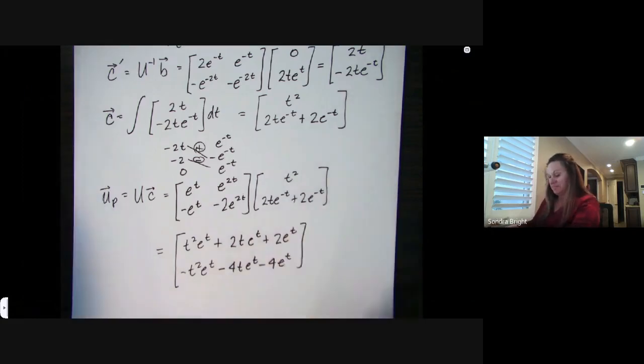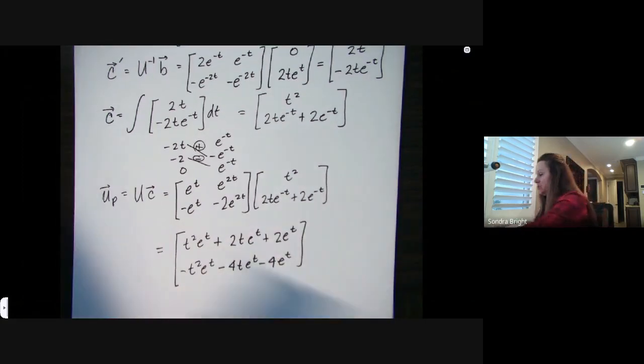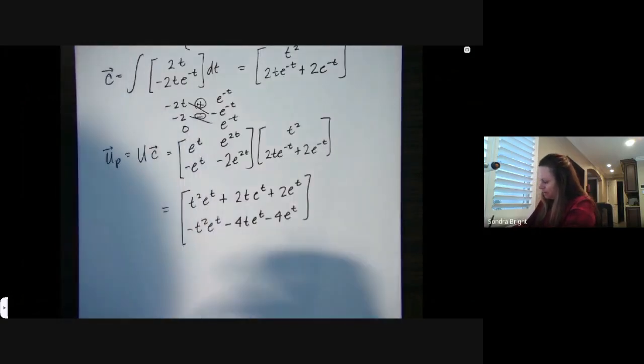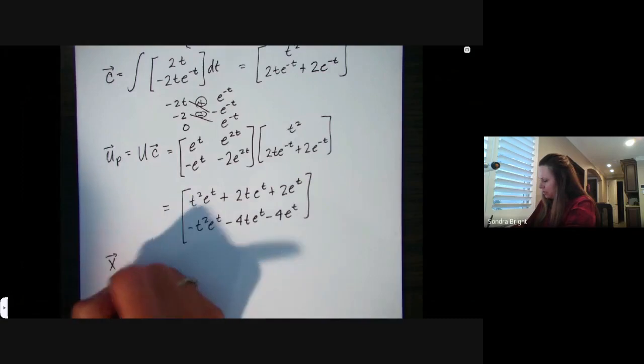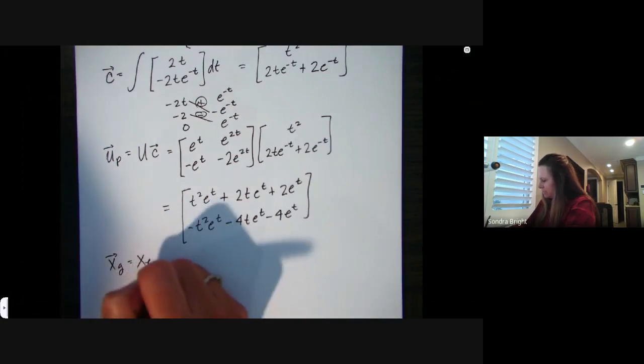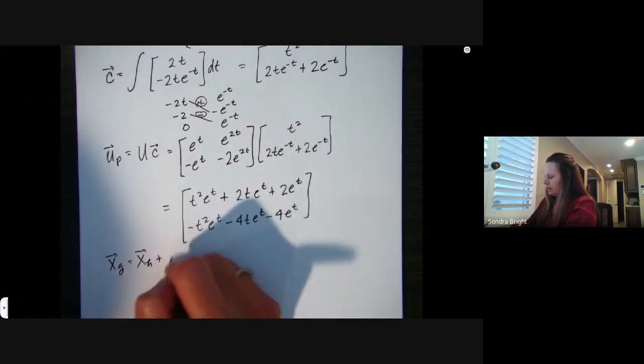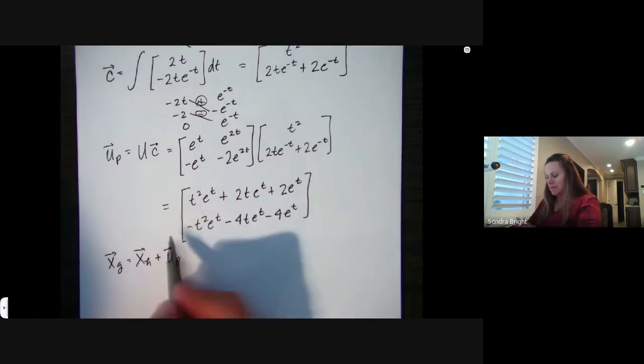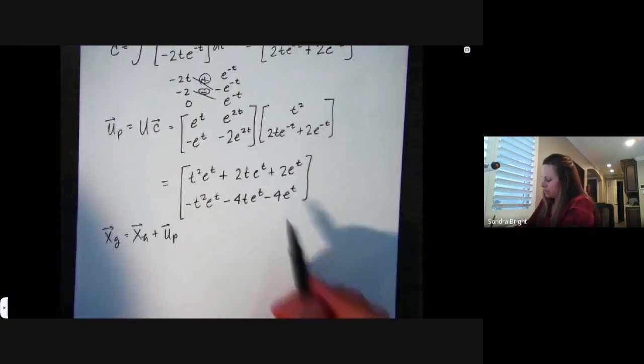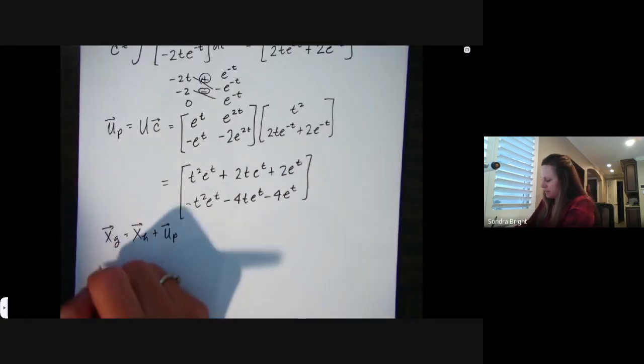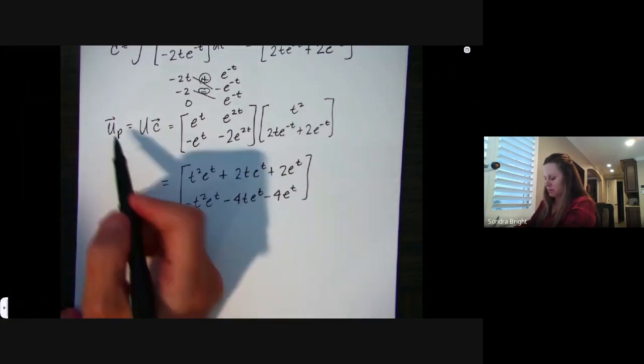And so that's UP. Your general solution to the whole problem is going to be the homogeneous solution plus this particular. Keep in mind, for the homogeneous, you're going to have those constants multiplied times everything, but this particular guy, it's just this guy. You're not going to multiply it by a constant.